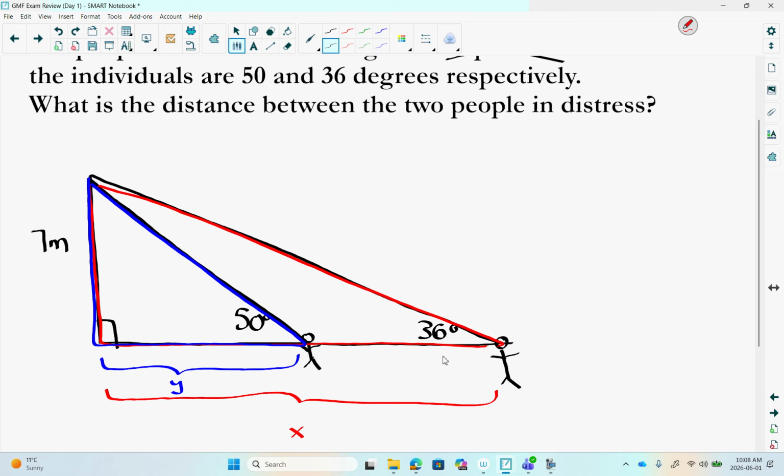Now, the next thing you have to do is come up with some variables. I'm letting x equal the total distance. So that would be the distance from the base of the chair out to the second swimmer, the farthest swimmer. And I'm saying let y equal the distance from the base of the chair to this closest swimmer. What do we actually want to find?